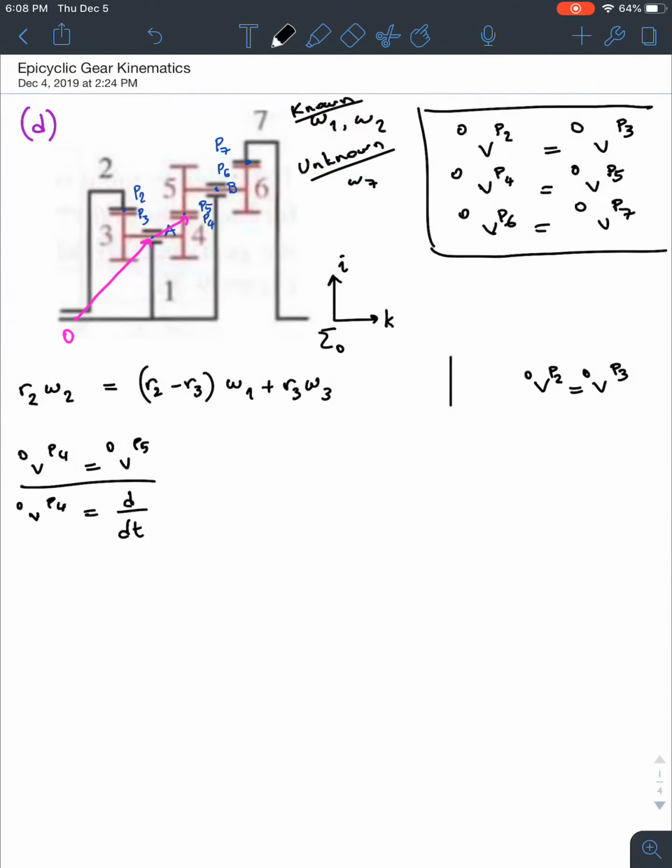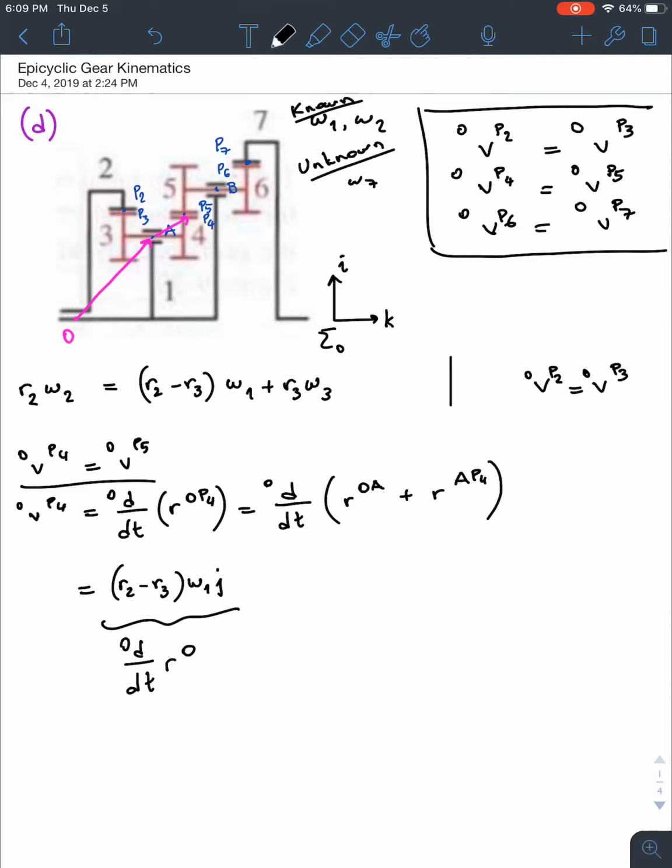So what I'm going to do is take the derivative of a position vector that goes from O to P4, but I will be dissecting it into two position vectors, that one that goes from O to A, plus another one that goes from A to P4. Okay, and this one we just computed. What did we find it as? We said that's R2 minus R3 omega 1 in the j direction. This is coming from ddt in 0 of ROA. We just computed that a few minutes ago, so go back if you missed that one.